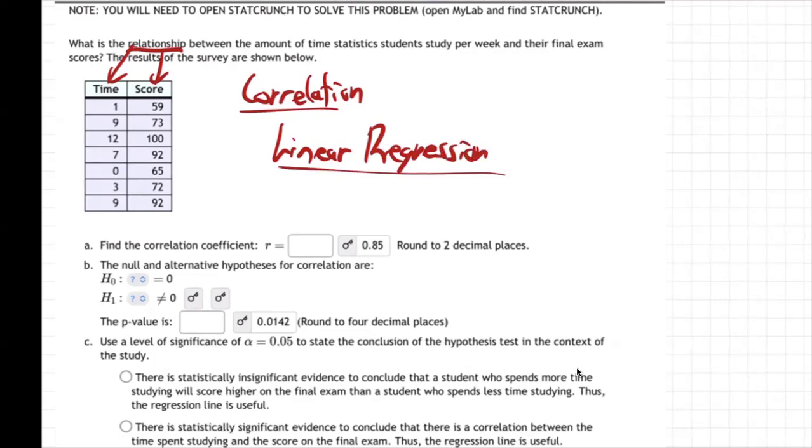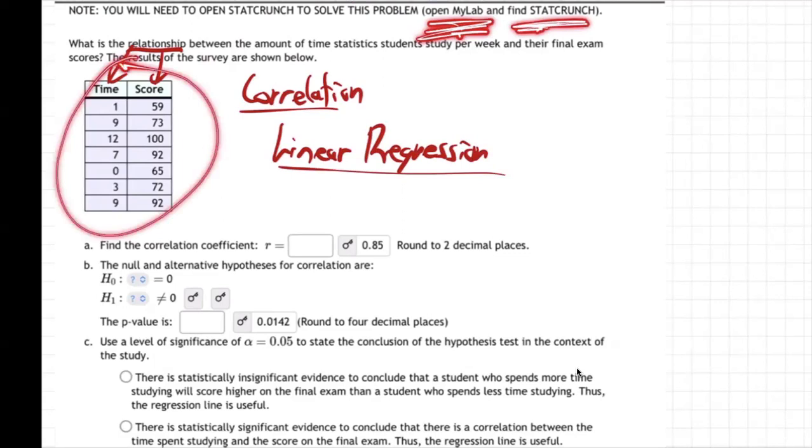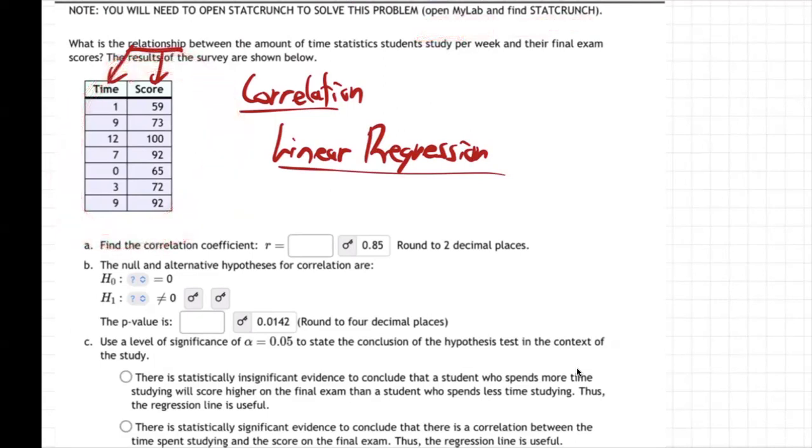So to do that, we're going to need to do what it says right up here. Open MyLab, find StatCrunch, and put this data ourselves into StatCrunch. Now, you may be able to copy and paste the data in there on your computer or iPad or tablet or whatever you have. But I'm going to have to type them all in one at a time. However it is, put that data into StatCrunch. So let me go there.